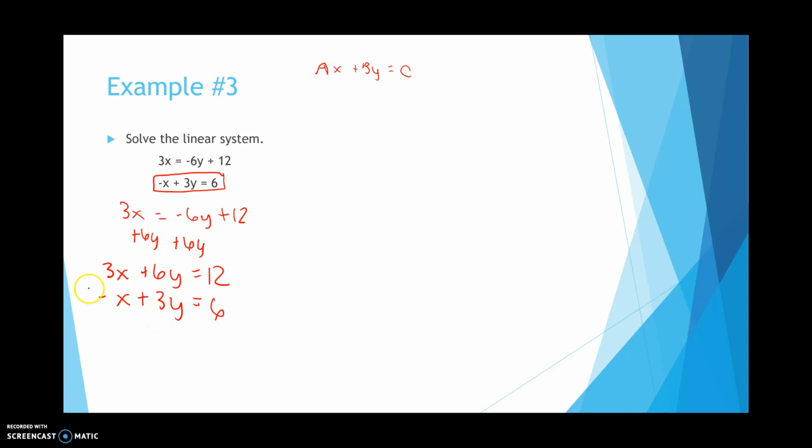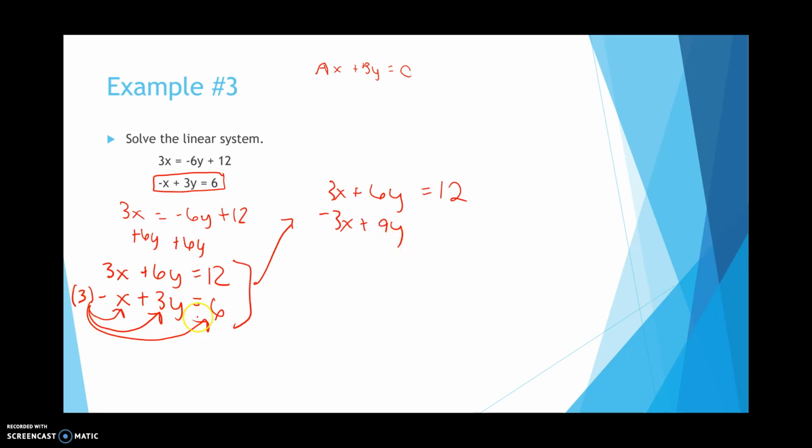What I'm going to do is just multiply the bottom equation by 3. Because then I can cancel out my x's. So let me rewrite this. I'll take all of this and rewrite it over here. So we have 3x plus 6y equals 12. Remember, we have to multiply this 3 to each term. So 3 times -x gives me -3x. 3 times 3y is going to give me 9y. 3 times 6 is going to give me 18.